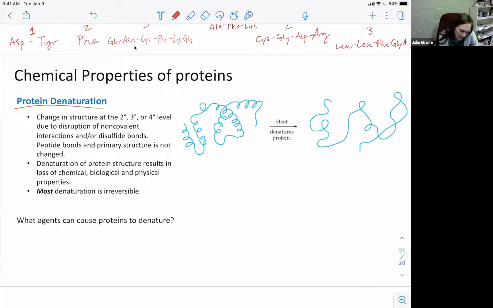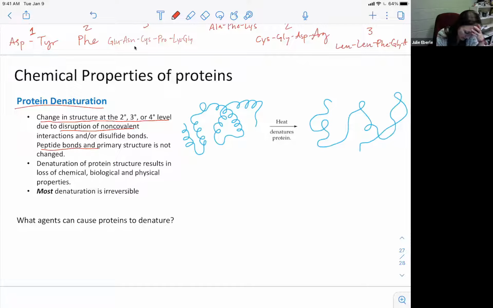Well, first, denaturation is a change in the structure at the secondary, tertiary, quaternary level, but not the primary level. So it doesn't just clip it. Denaturation doesn't clip it apart like a protease. It just unravels the wadded up, bound up structure into its primary structure. So this can happen when non-covalent interactions are disrupted. Okay, so what can disrupt our non-covalent interactions? We're going to get to a few things that can do that. But when they're disrupted, the protein will unravel.